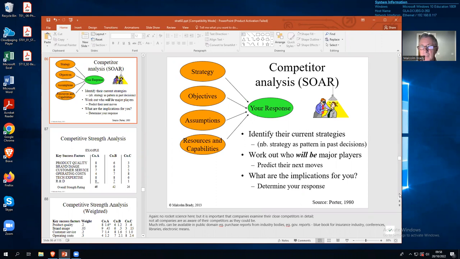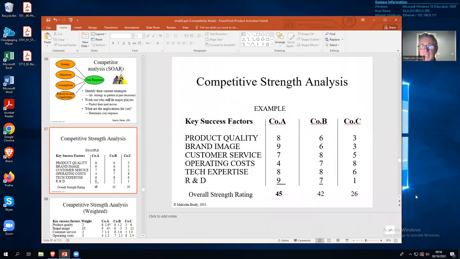So we've looked at the competitor analysis, the SOAR model. So our next model is analyzing competitive strength of each firm. So this is a little bit more systematic, a little bit more precise, as we're putting numbers on each of these elements and scoring our firm against our competitors and seeing how we stand up in that particular fashion. So we've looked at the competitors in isolation. Now we're going to look at them collectively and benchmark ourselves against our competitors.